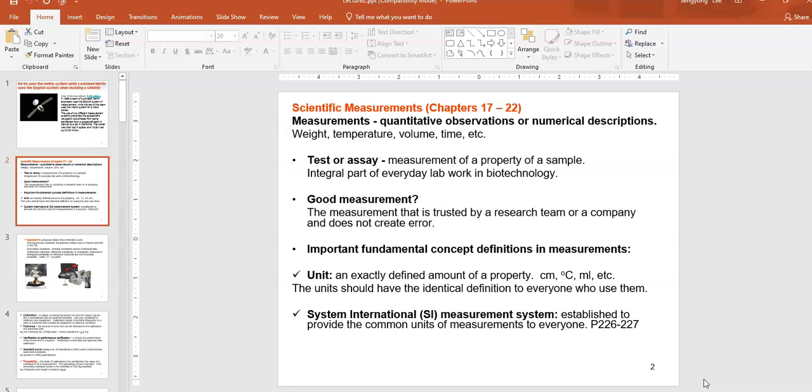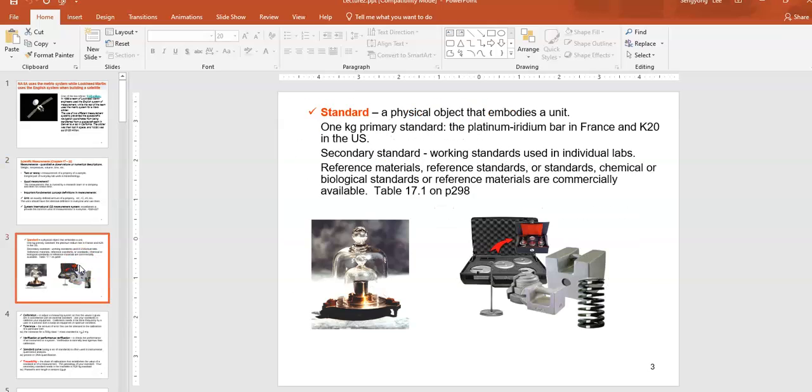Okay, so the System International measurement system is what you're going to be using. Okay, it was established to provide common units of measurement to everyone in the world. So take a look at your textbook, pages 222, 226, and 227. It will tell you what those are.